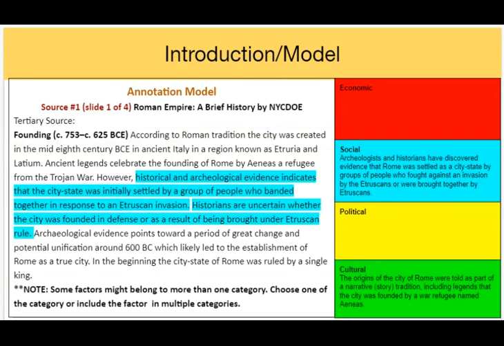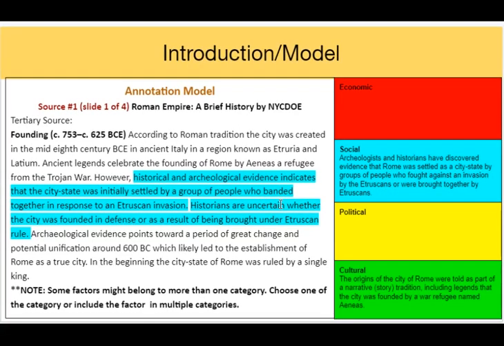Now, I found another whole big chunk, and it's social. Because if you go back to the evidence about where it came from and who the people were, that's social. How do I know this? Historians and archaeologists discovered evidence that Rome was settled as a city-state by people who fought against an invasion by the Etruscans, who were brought together by the Etruscans. Now notice what they said. We don't use the exact words. We speak about it, okay? I bet you're getting the hang of this, right?